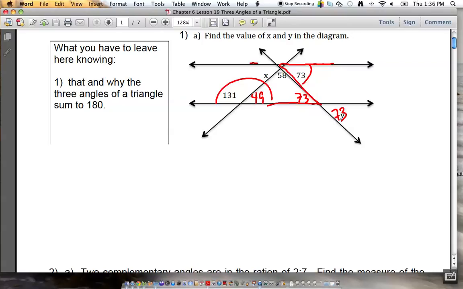Now, these two are also alternate interior angles. So that's 49. Now, all three of these angles, what do they add up to? 180. And aren't these two always going to be equal? And aren't these two always going to be equal? And the 58 stays right where it is. So therefore, these three have to add up to 180 degrees. Okay? So the point behind the first diagram is to prove to you that you always have three angles of a triangle adding up to 180 degrees.